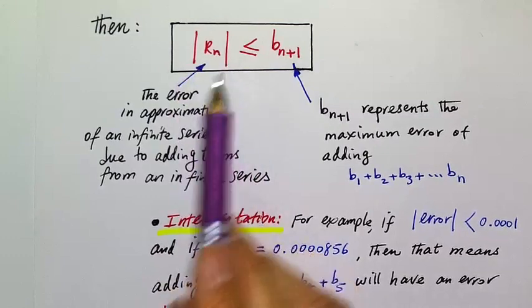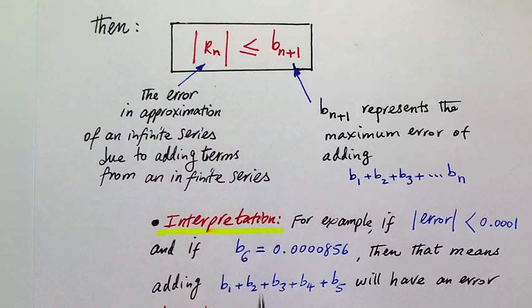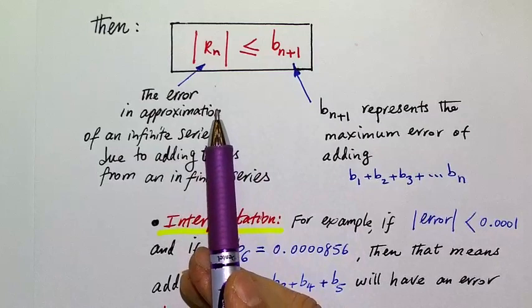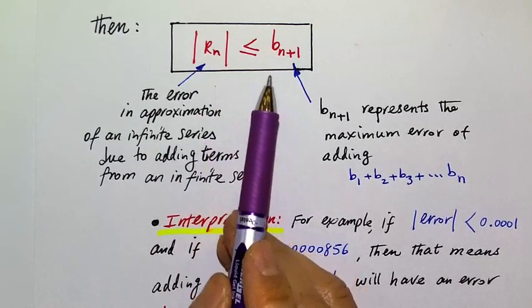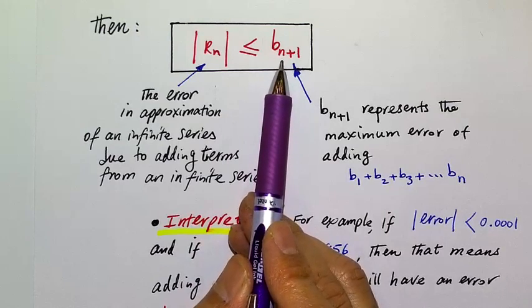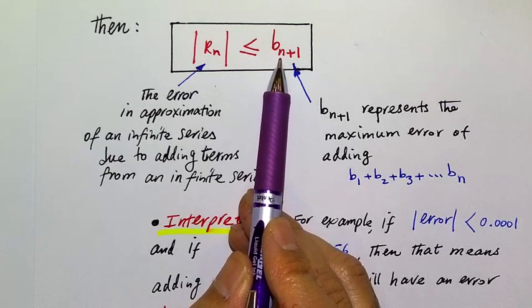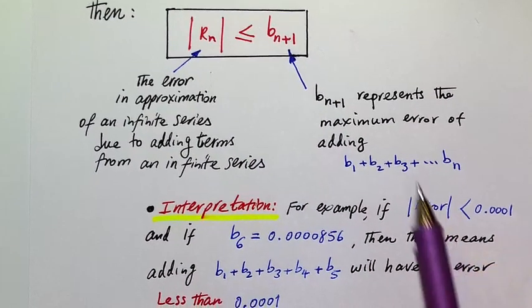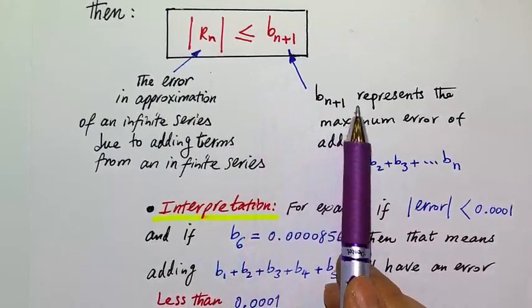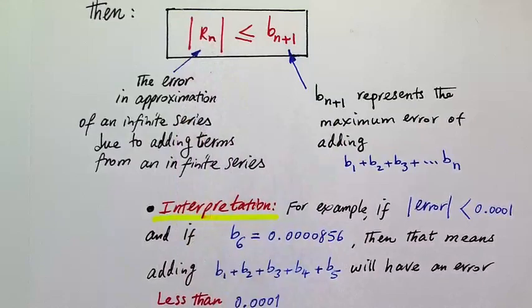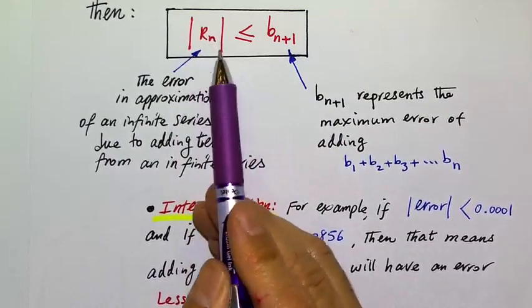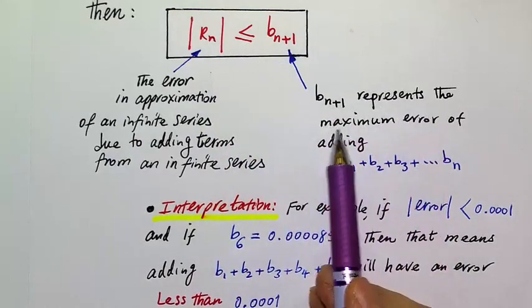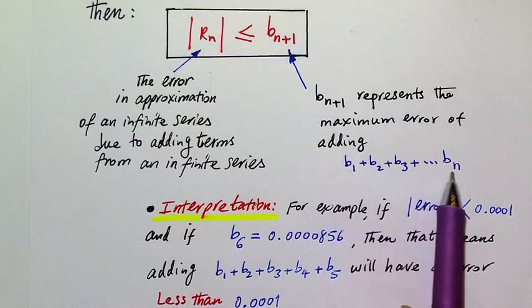The error in adding a certain finite number of terms from a convergent infinite alternating series can be found by looking at the positive terms evaluated for a certain n. And we will do one or two examples so you know exactly how this works. But b n plus 1, so this left side represents the error in adding the terms, right? But that error is always less than or equal to b n plus 1, which represents the maximum error of adding the b1 to bn terms.